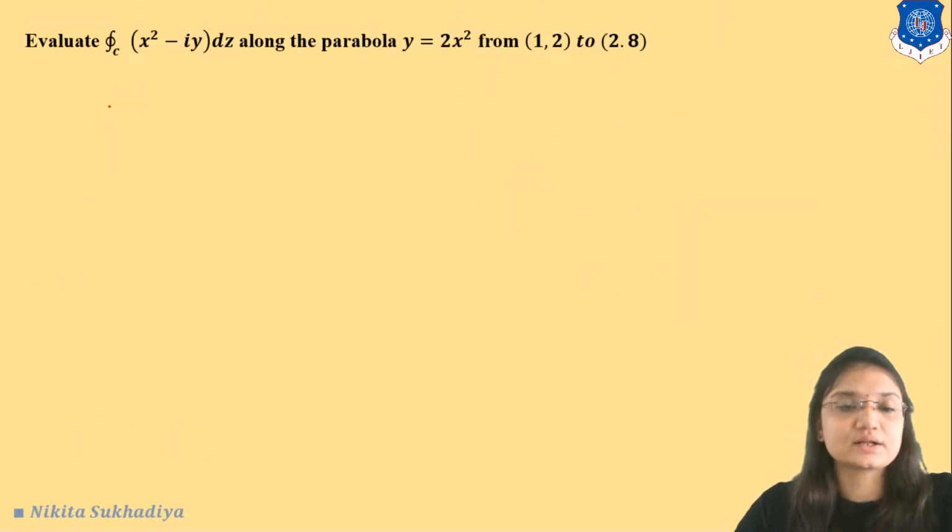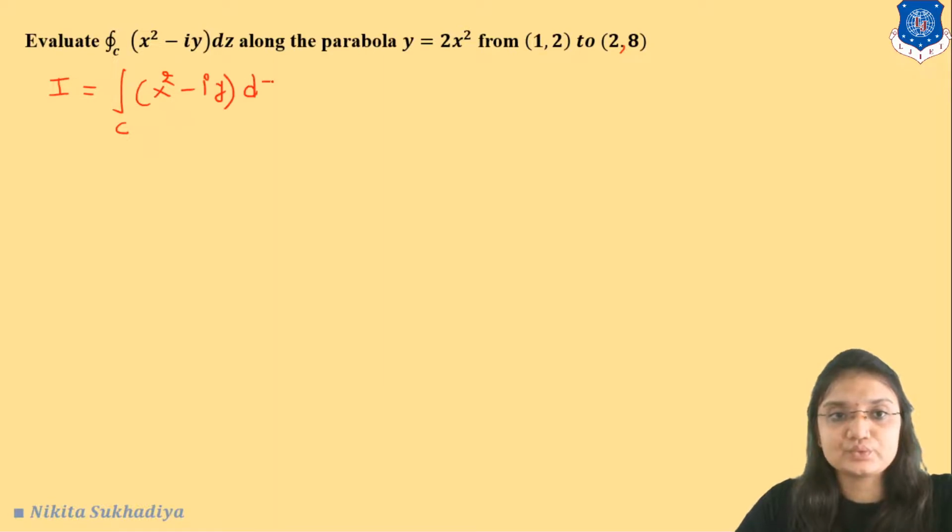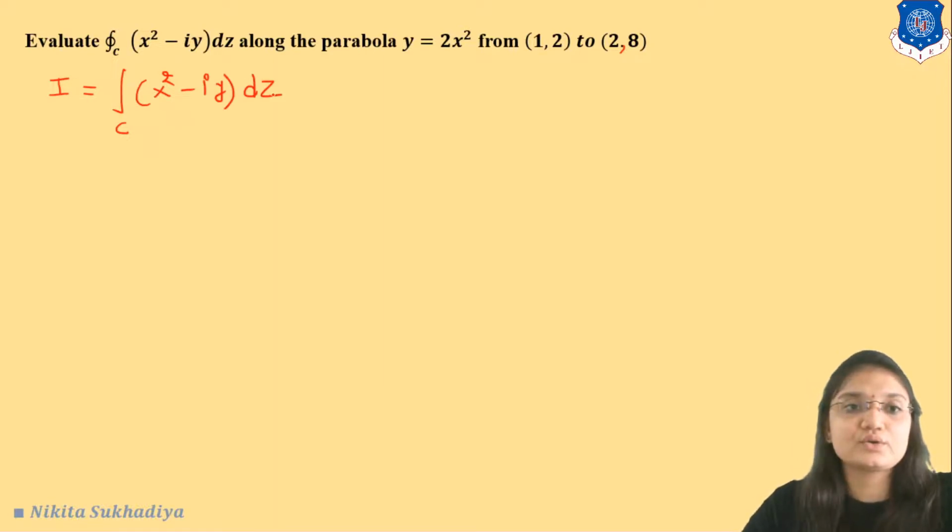Okay, now let's take another example: evaluate the integral over c of (x squared minus iy) dz along the parabola y equal to 2x squared from 1 to 2 to 2 to 8. Okay, so here you can clearly see that our function is in the form of x and y, and here we cannot integrate it with respect to z.